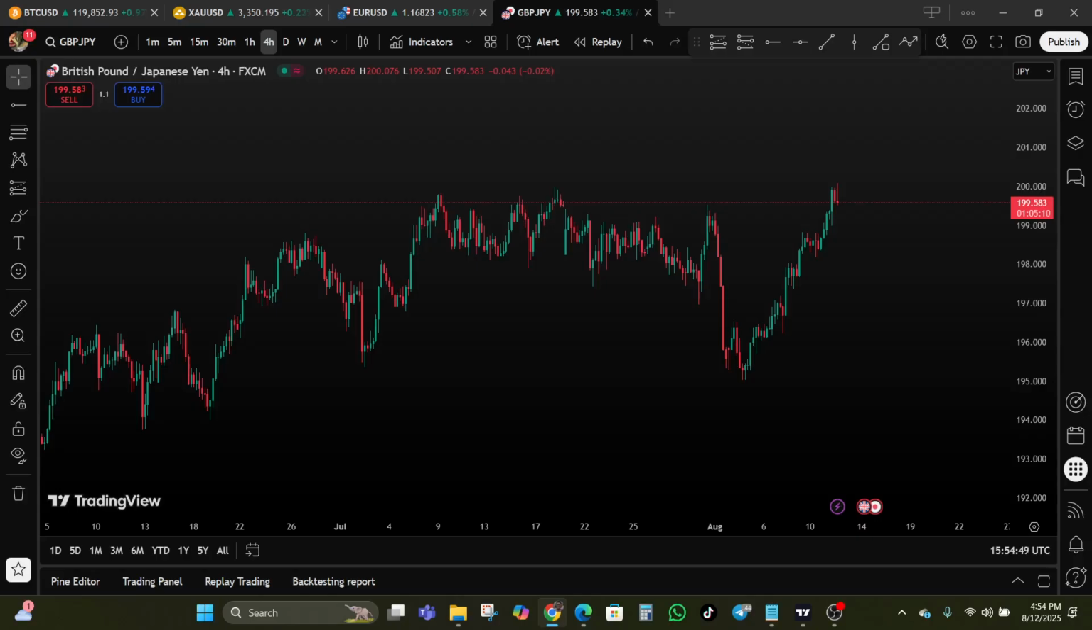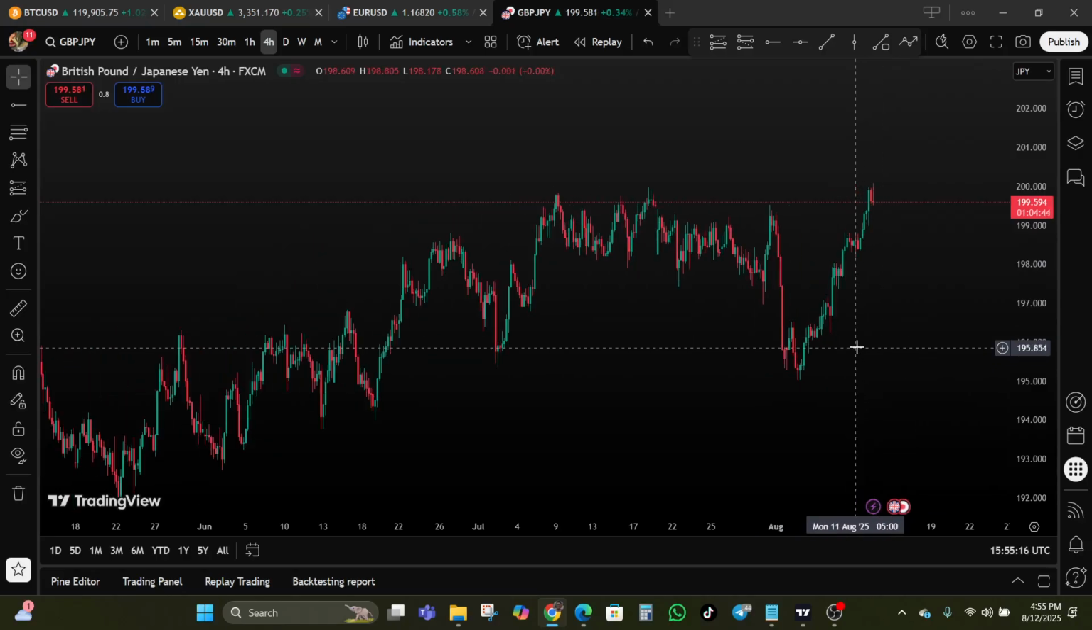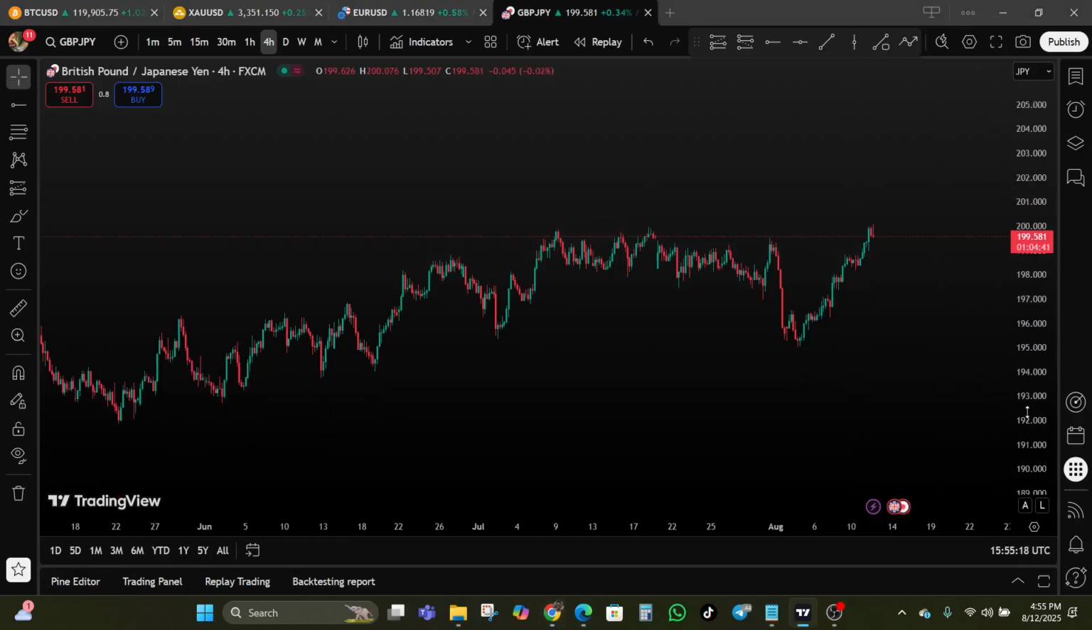Now, this setup works across multiple markets including forex, crypto, stocks, and indices, and it is designed to keep you out of bad trades while giving you confidence in your entries. If you have traded for any length of time, you know the frustration of entering a trade on what looks like a breakout, only to watch it reverse against you.